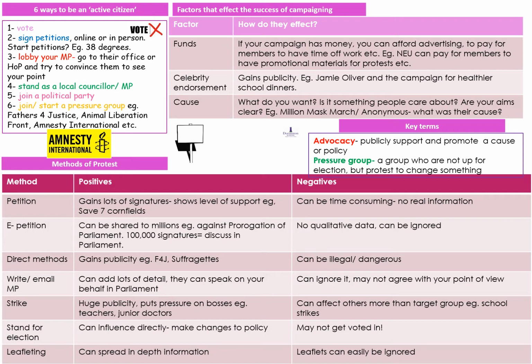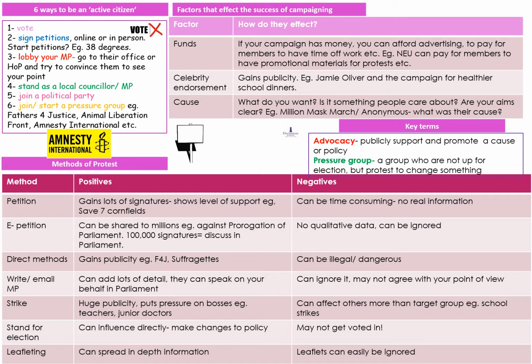Celebrity endorsement, Jamie Oliver's the easiest one to use and his campaign for healthier school dinners. You could also use Marcus Rashford and his campaign to get school dinner vouchers over coronavirus over the 6 weeks holiday. And then the cause, what is it you're actually campaigning for? Is it something people are going to care about? So are your aims clear?